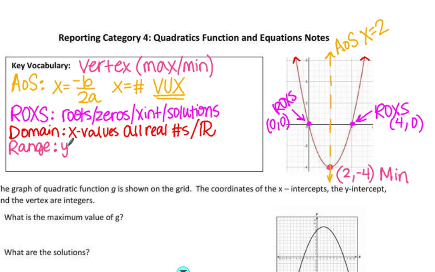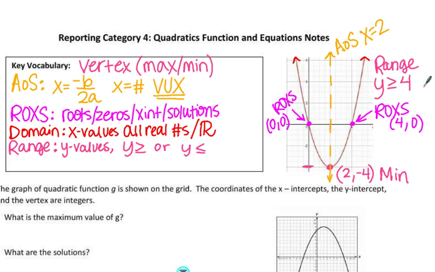The range is talking about our y values. It's always going to be y is greater than or equal to, or y is less than or equal to, and it relates to the y value of our vertex. So if I look here at the y value of my vertex, this would be the lowest point for my y values. So my range, I'm going to put that up here. So look at the y value here. The lowest point would be down here at -4, and it's anything greater than that, so y is greater than or equal to -4.